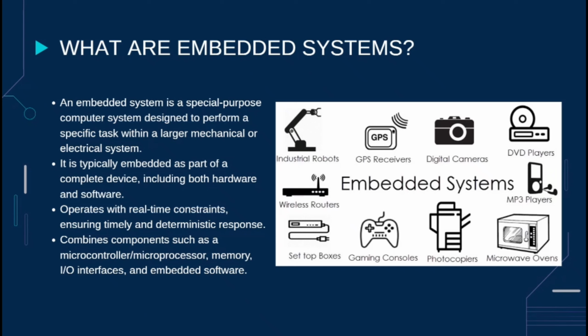It has a variety of components such as a microcontroller or a microprocessor, which we look into further detail, a memory, input-output interfaces, and other peripherals as well. So here are a list of few examples which come under embedded systems, such as digital cameras, microwave ovens, washing machines, photocopiers, etc.